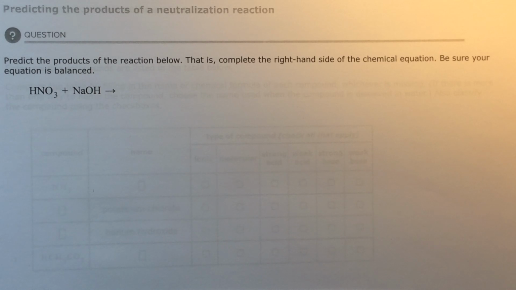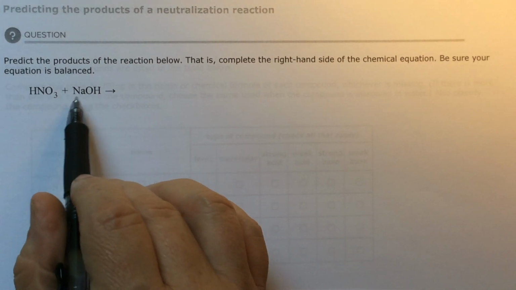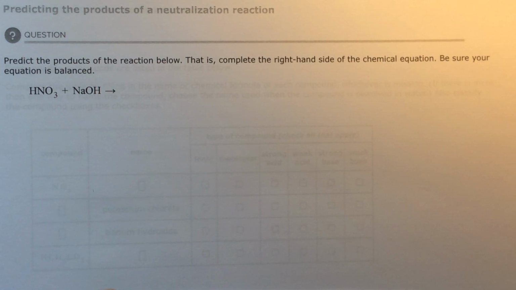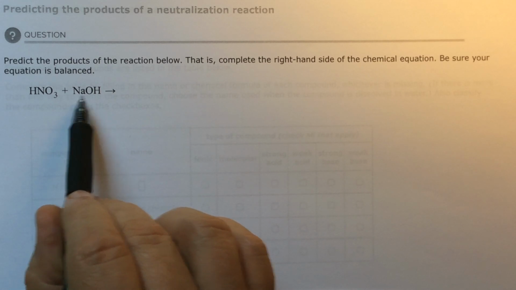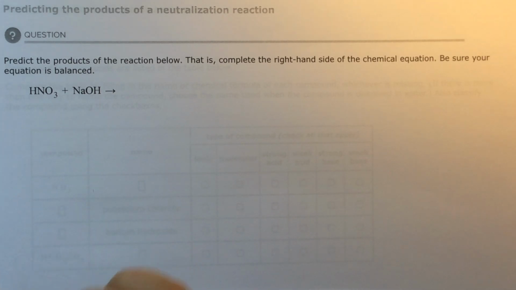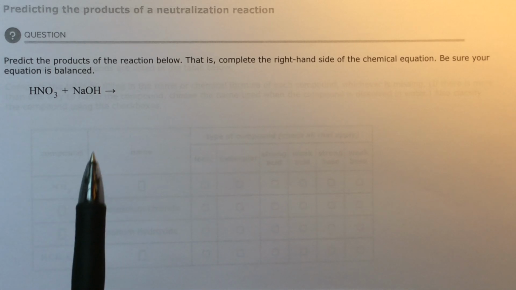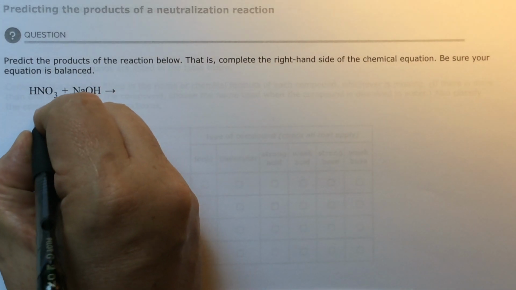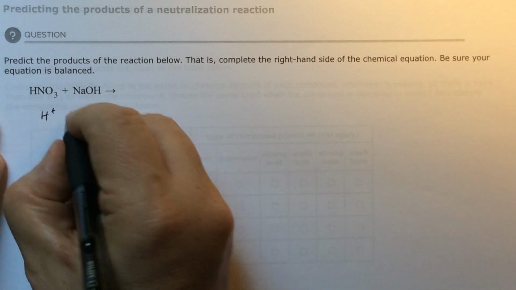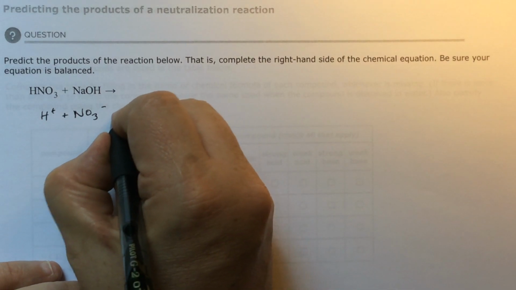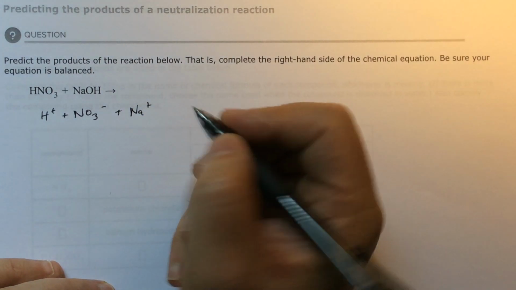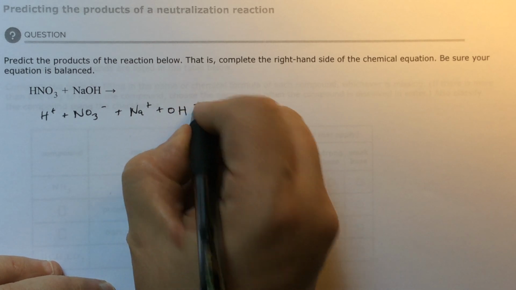Na positive. The strong bases are going to be hydroxides, OHs, in groups 1 and 2. Now there are many bases that are not these strong ones, but these hydroxides of groups 1 and 2 will completely break apart. And since they do, you will have something like this: H positive plus NO3 minus plus Na positive plus OH minus.